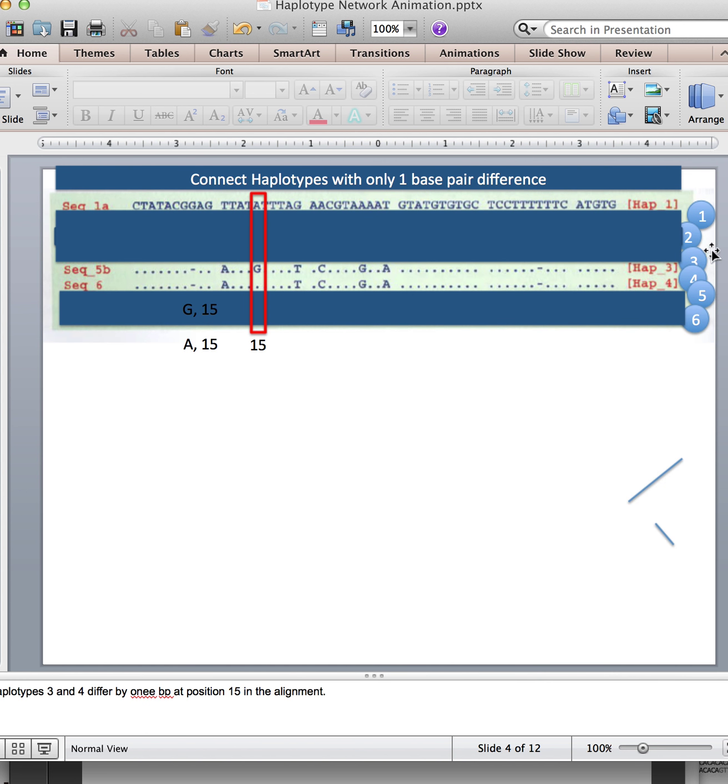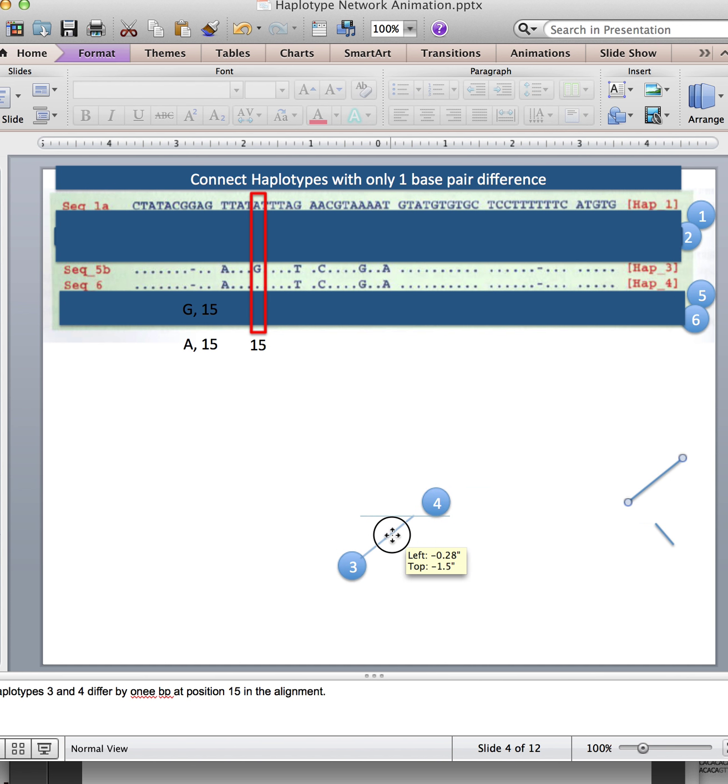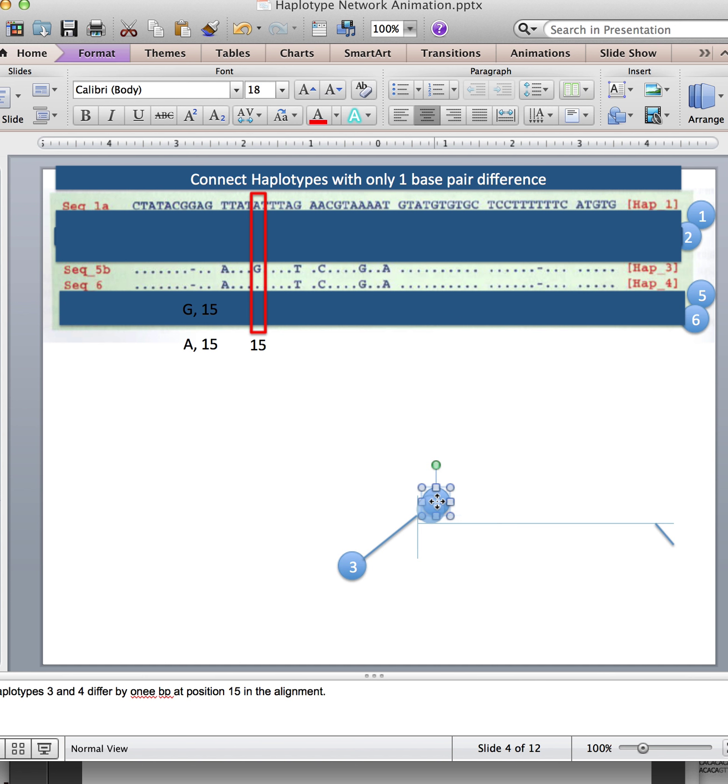And so what I would do is I would say I'm going to connect haplotype 3 here with haplotype 4 here. I'm going to connect them with a connector piece, and then because I know that they only have one base pair difference, I'm going to put one slash mark across here. And then I want to remember what was different about them. So haplotype 3 has a G at position 15, and haplotype 4 has an A at position 15. So I just put those notes next to them.